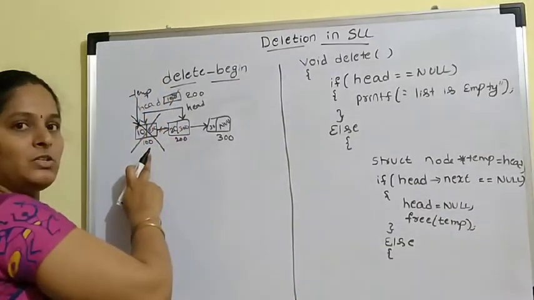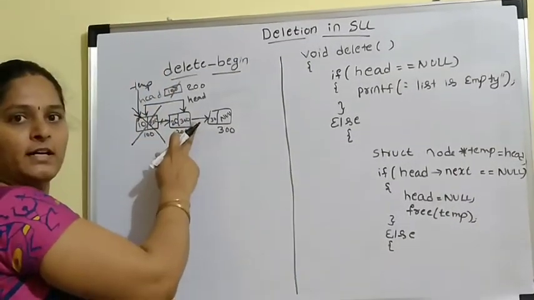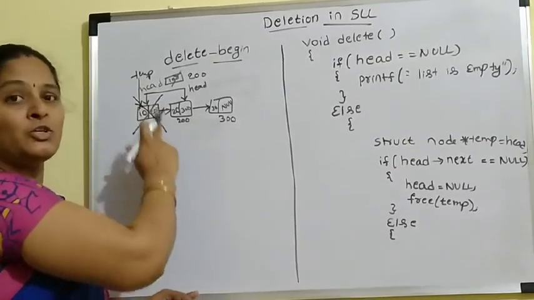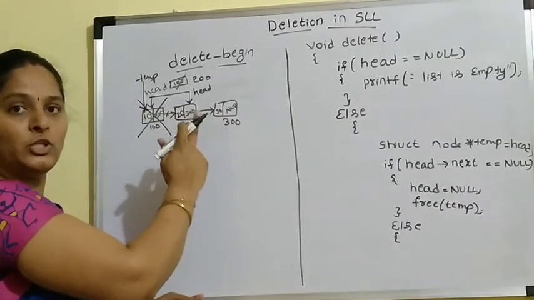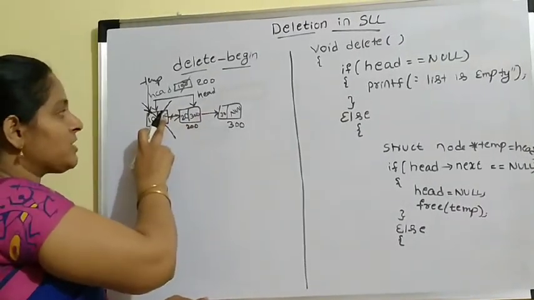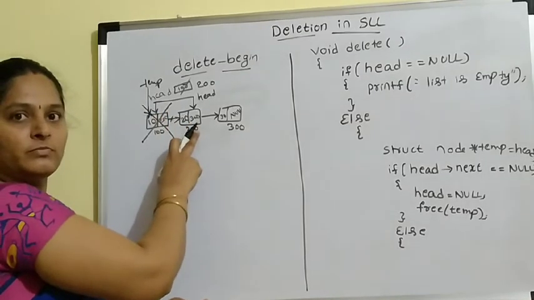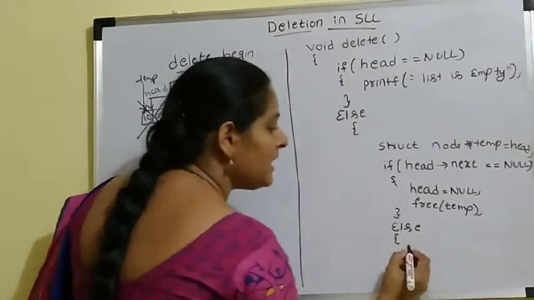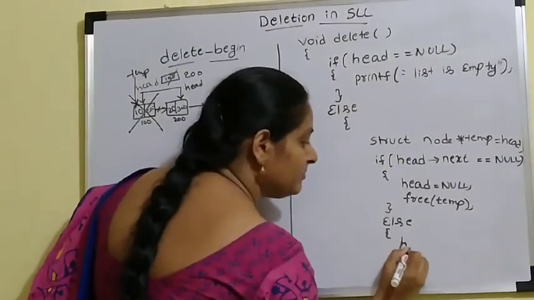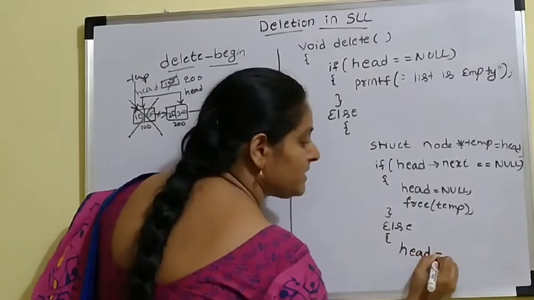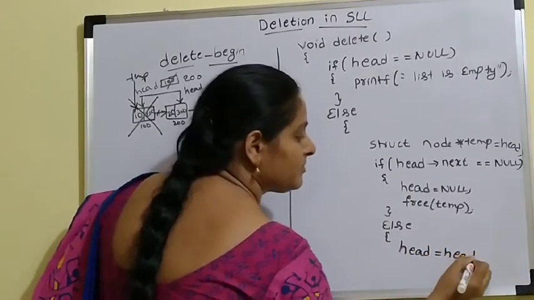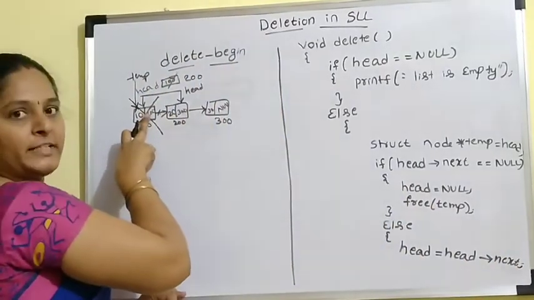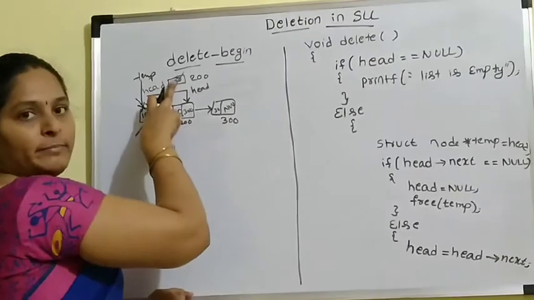So how to delete the first node? Just make the second node the head node, then free the memory from the first node. So how to make the second node the first node, the head node? In the first node, head next contains the address of the second node. So assign that address to the head pointer. That means for head, assign head next address. What is the head next? 200. Assign this 200 to the head.